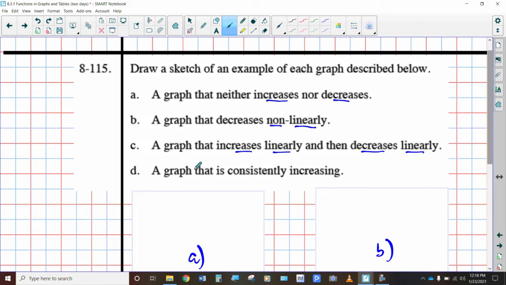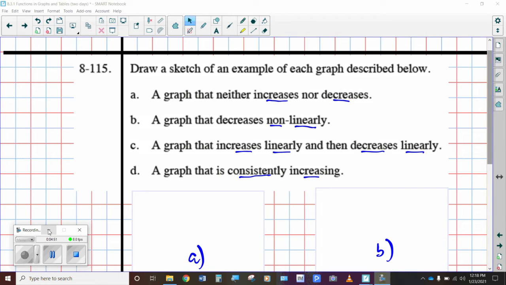And the last one, a graph that is consistently increasing. Okay, so go ahead and I'm going to pause and make sure everything is in order down here. I would like for you to pause and follow these directions. Take about 10 minutes of your time to make those graphs nice and neat, and then label each one of them and make sure that each one of them fits this description.